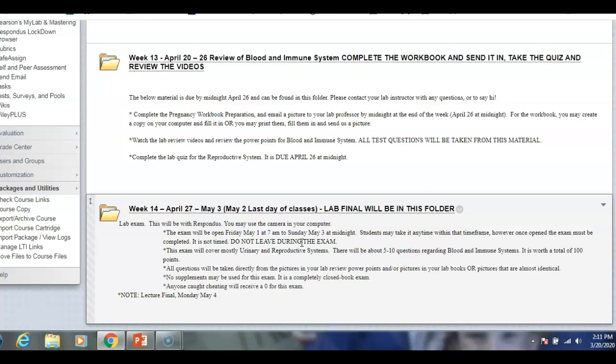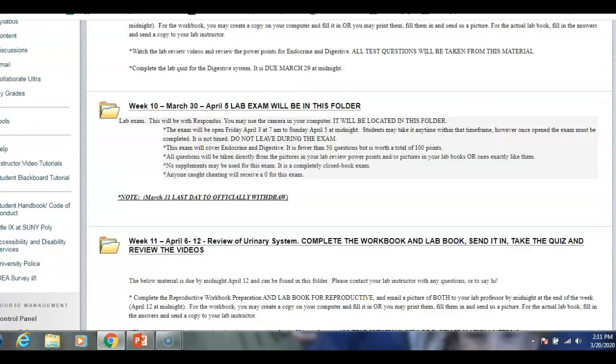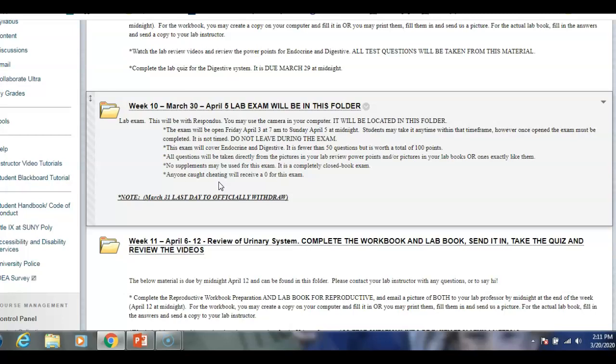Same thing: all questions will be taken directly from the pictures in your lab review or the pictures that were in the PowerPoints, or pictures that are almost identical. It is closed book. Your lecture final will be Monday, May 1st. I'll have it open at similar times to what you had for the first one. I'll discuss that as we get to it. One more thing while I'm thinking of it: your week 10 lab exam will only be on endocrine and digestive. So none of these are cumulative.